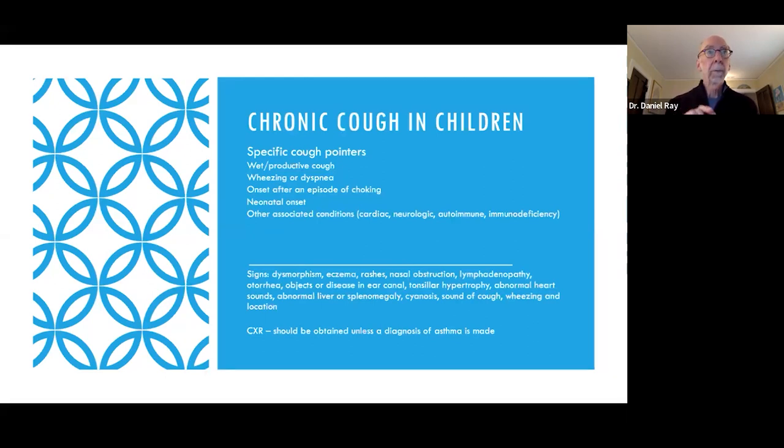The thing I learned from this is that unless you're pretty certain it's a diagnosis of asthma causing a chronic cough in children, so cough greater than 4 weeks, you're going to want to get a chest x-ray.